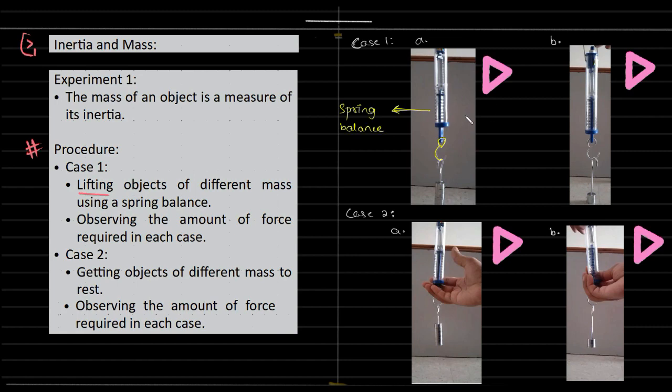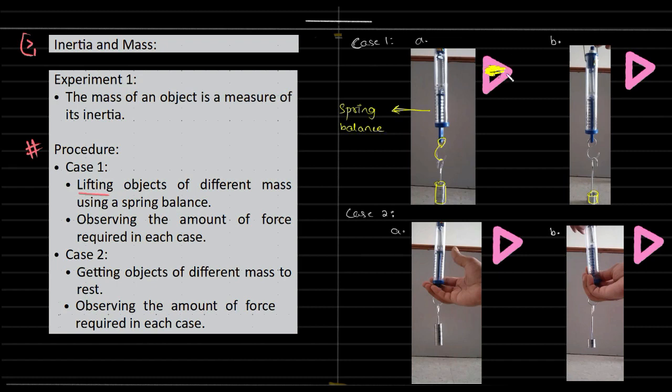So using this, we will try to figure out how difficult it is to lift this heavier object compared to this. This is lighter, this is heavier. So what we are looking at is how difficult it is. So that's what we are trying to figure out. So we observe the amount of force required in each case, right? So let's have a look. So we'll start off with case 1. So let's have a look over here.